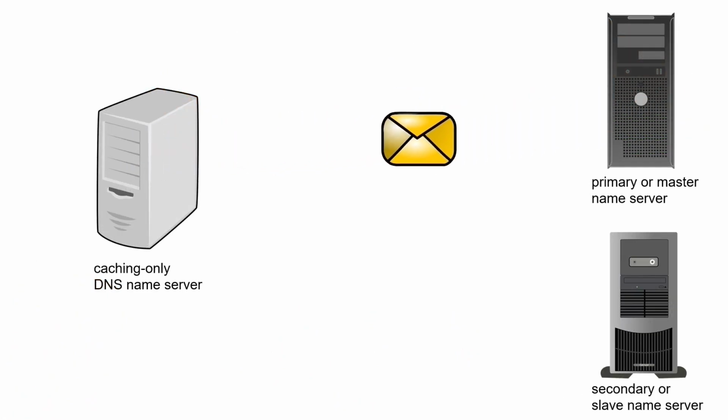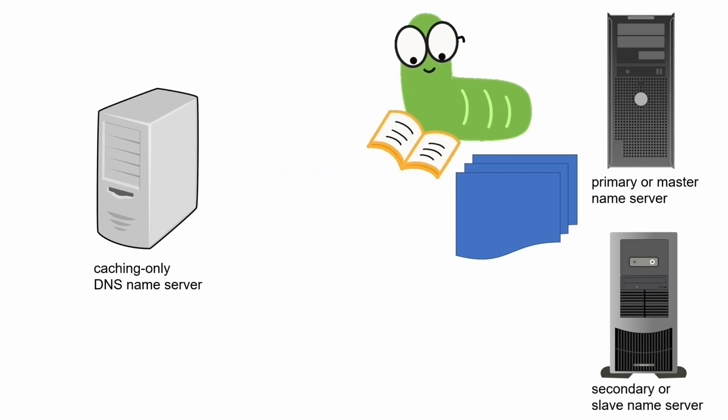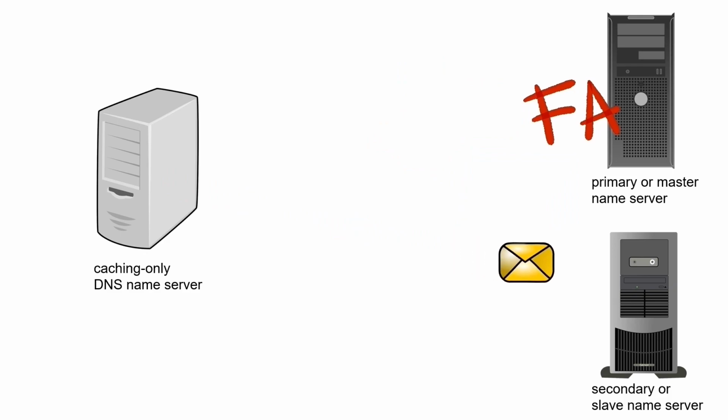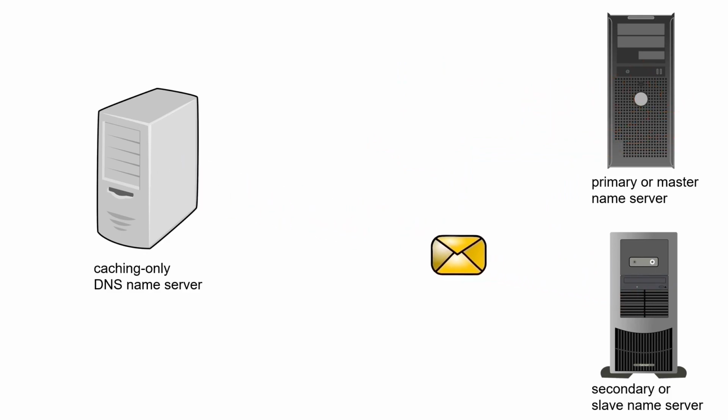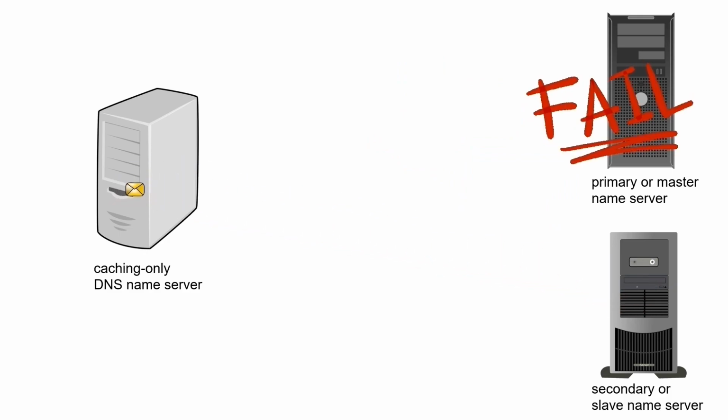A primary or master name server resolves queries for the domain. It reads zone files to resolve queries. A secondary or slave name server resolves queries when the primary or master name server fails.